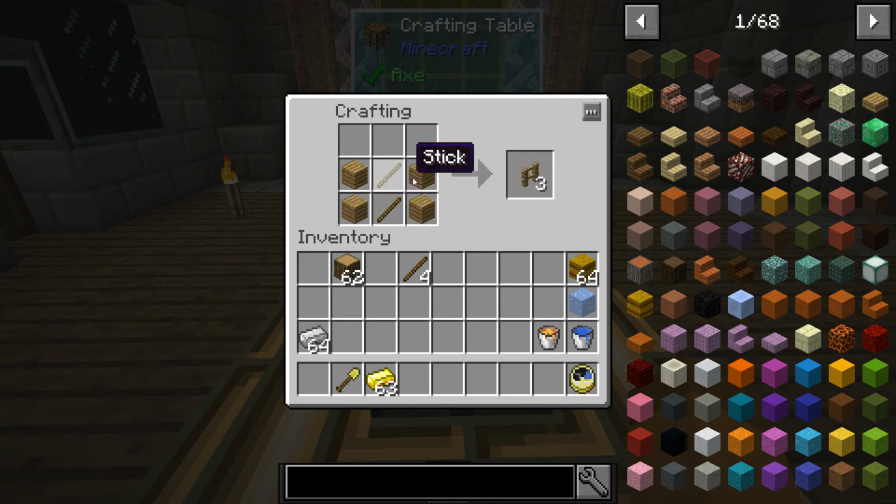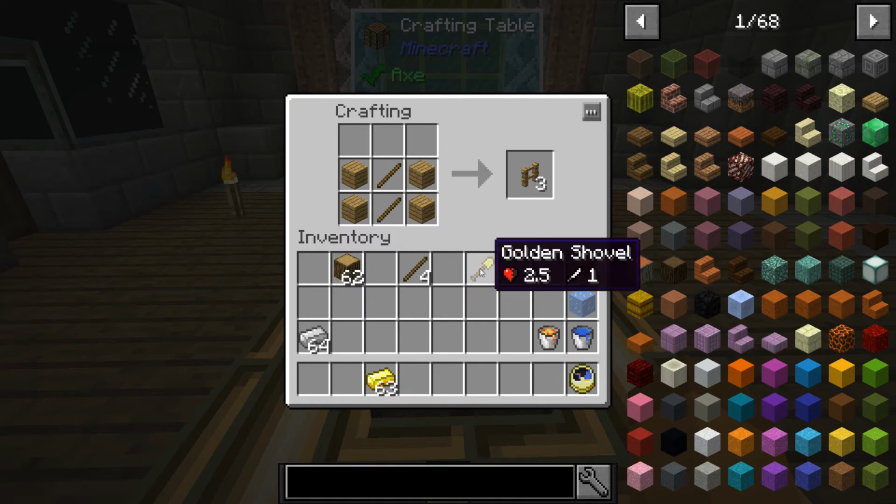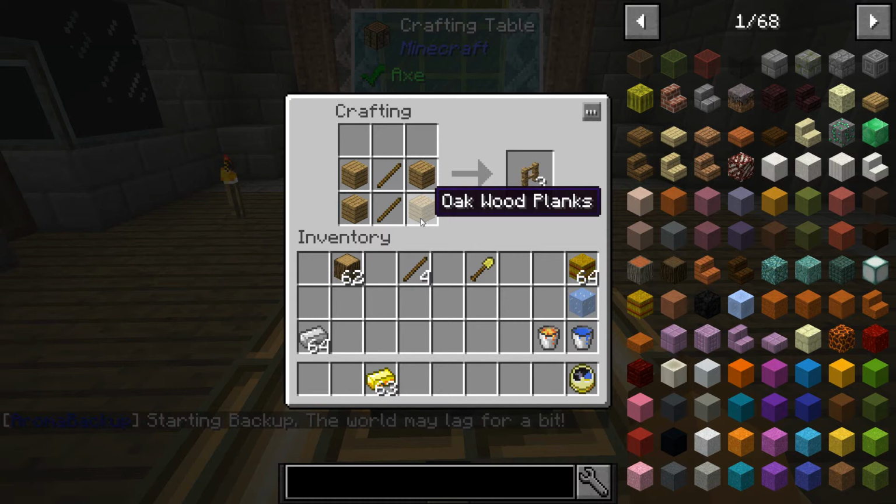All of these will burn, as will the fence. Chemical changes change the properties, the chemical properties and the physical properties. This golden shovel does not burn. Well, it burns the same way a stick burns, but it doesn't burn the same way that these planks burn.